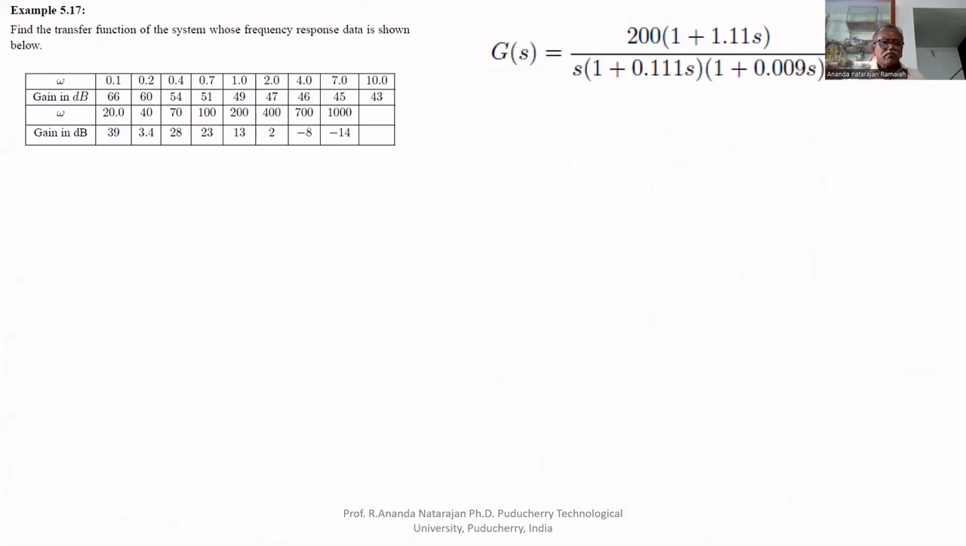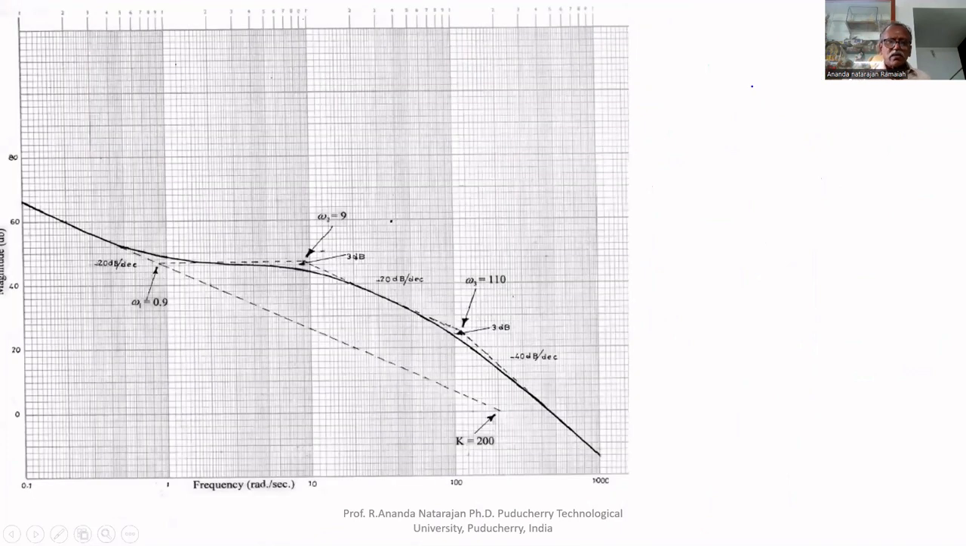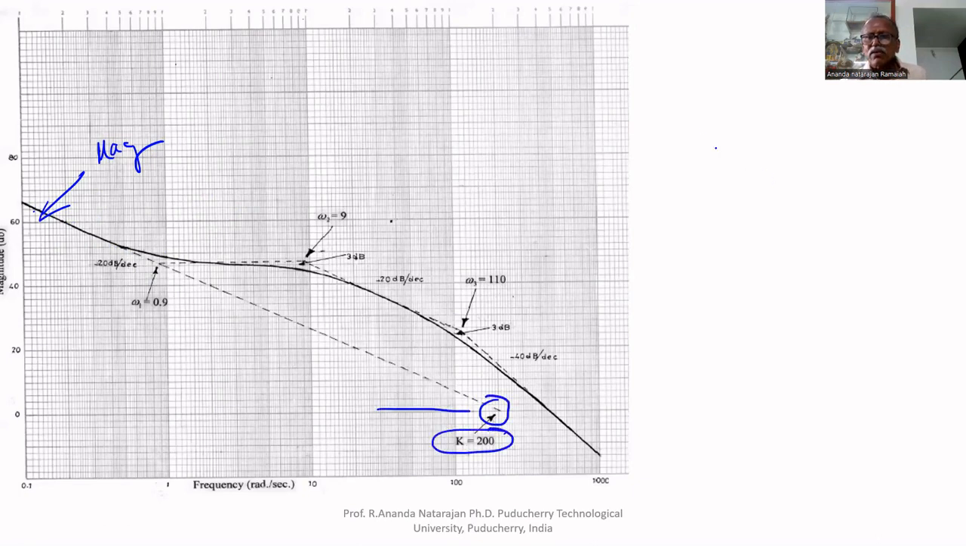Another example. Here also the frequency response is given. This is the answer for that frequency response. Here we have drawn it, this dark line is the magnitude plot. Then we are drawing the asymptotes. The first slope is extended till it intersects with the 0 dB line, so that we can find K directly. That is K equal to 200.